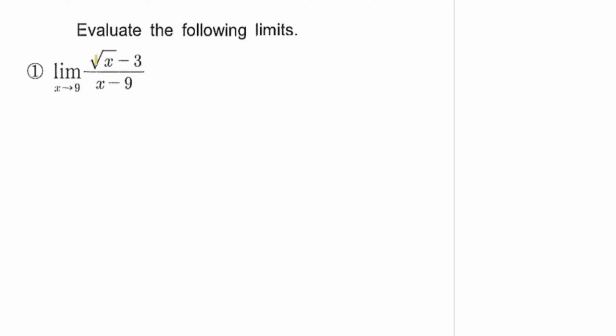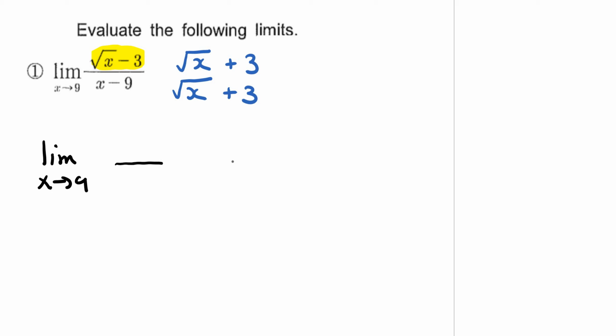Since we have a radical on the numerator here, a very good strategy is to multiply by the conjugate. The conjugate in this case will be root x plus 3. And then we also need to mathematically times the denominator by root x plus 3. Okay, so let's go ahead and simplify this. So I have the limit as x approaches 9.